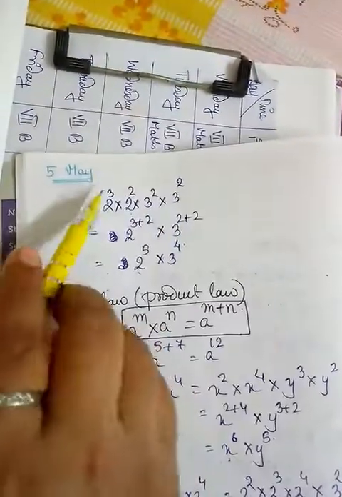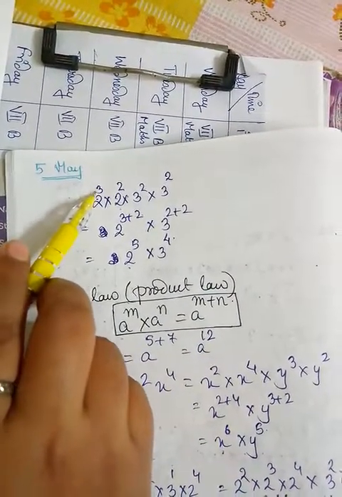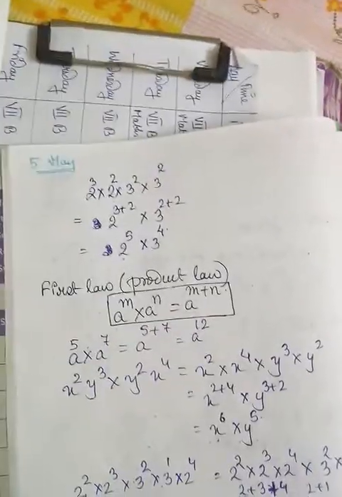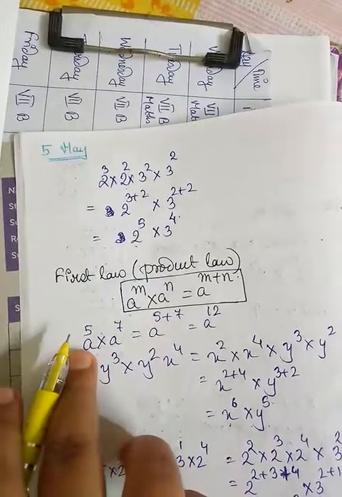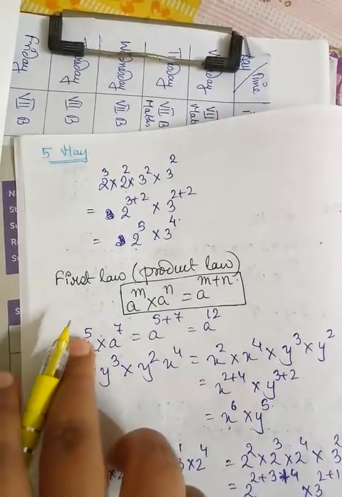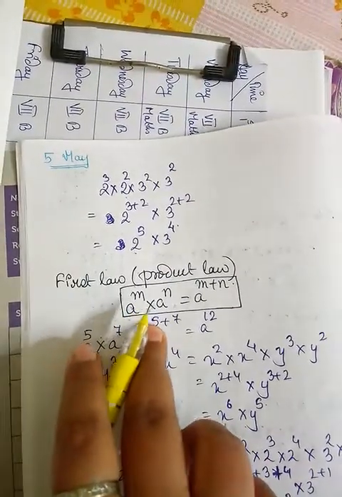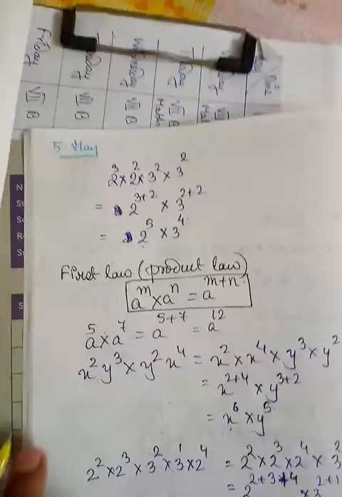So you can see, if I say 2 to the power 3 into 2 to the power 2, that means the power is 3 and it is 2, so we are adding up and we are getting 5. So see, I have replaced the values of m and n. Suppose a to the power 5 into a to the power 7, that means a to the power 5 plus 7, that is m plus n. So I have added up, that is a to the power 12.